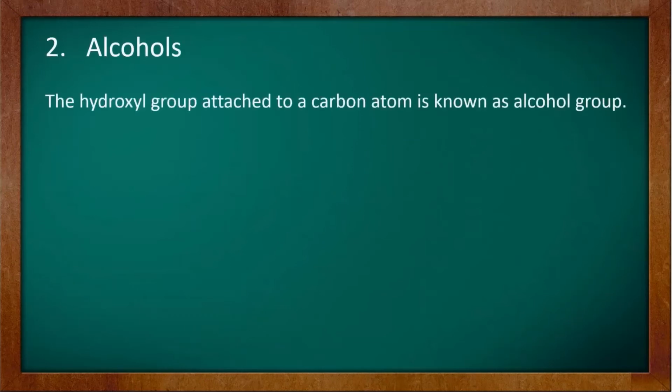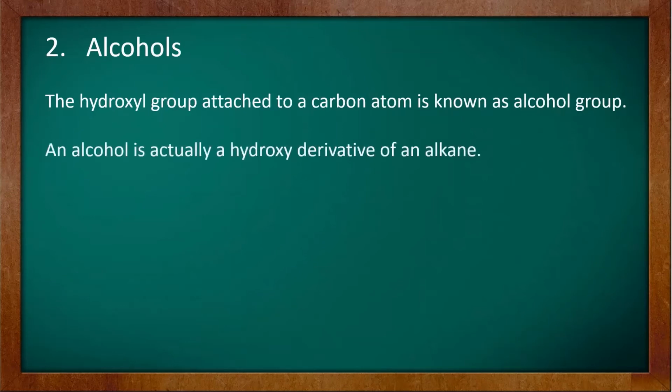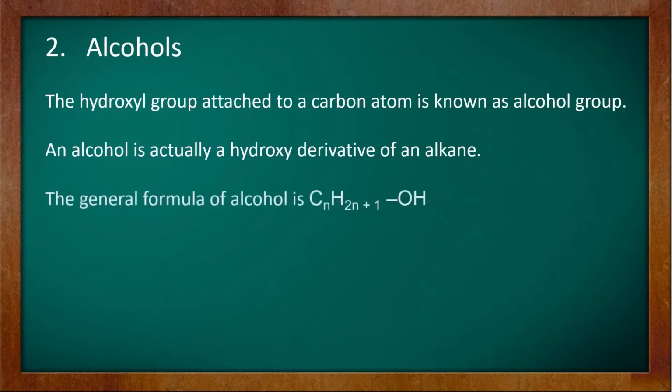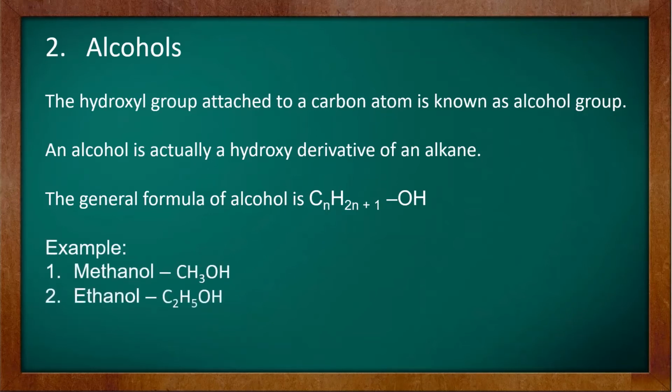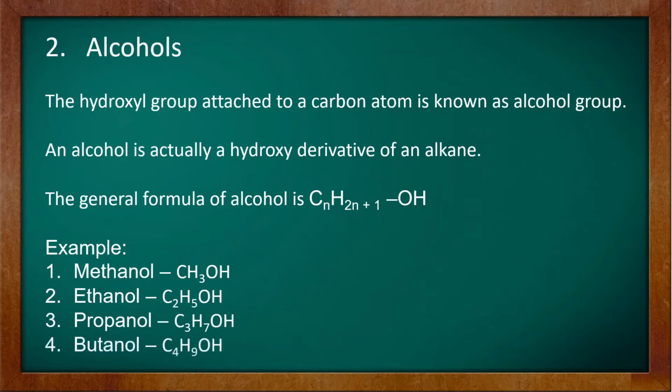Alcohols. The hydroxyl group attached to a carbon atom is known as the alcohol group. An alcohol is a hydroxyl derivative of an alkane. The general formula of alcohol is CnH2n+1-OH. Examples: methanol CH3OH, ethanol C2H5OH, propanol C3H7OH, and butanol C4H9OH.